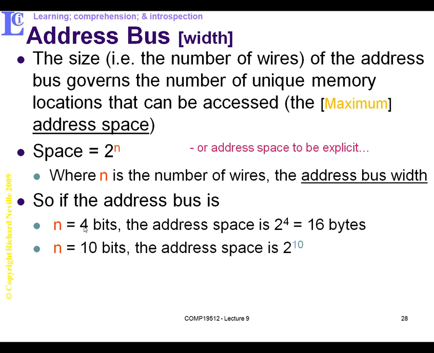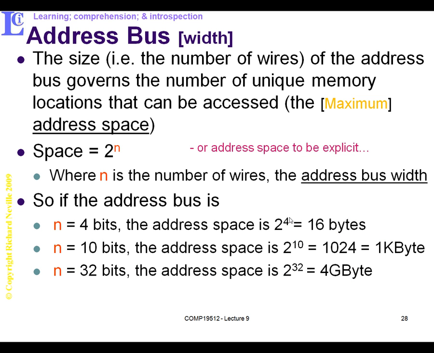If we've got a 4-bit bus, that's 2 to the 4, that's 16 different locations we can address. If we've got a 10-bit bus, that's 2 to the power of 10, that's 1024, which in SI terms is 1 kilobyte. And if we've got 32-bit, which we have had 32-bit machines for address buses, that's 2 to the 32, which is a 4 gig addressable address space.